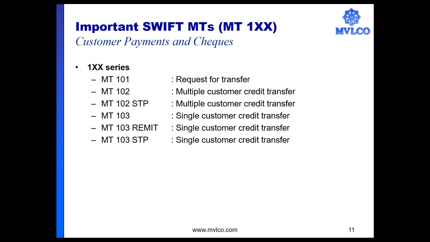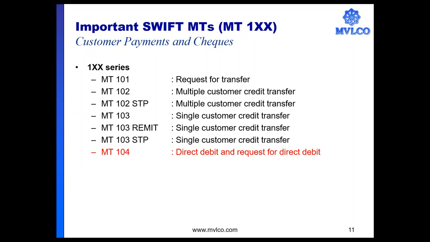Under category 1, we have MT101, a request for a transfer. MT102 is a multiple customer credit transfer. MT102 straight through processing STP, again a multiple customer credit transfer. And in 103, we have three types: 103 core, 103 remit and 103 STP. I have segregated these messages because all these messages which you see on the screen are the push type of messages. You push money, you pay money to somebody by using this category.